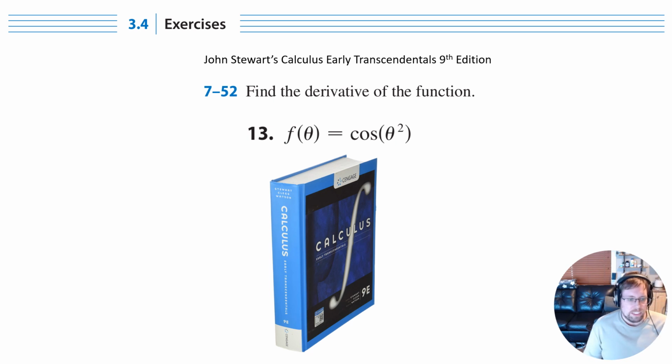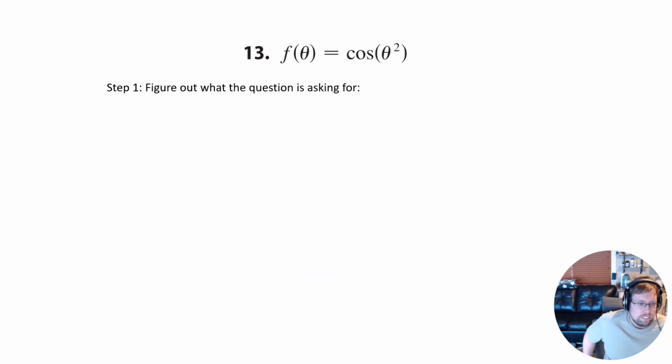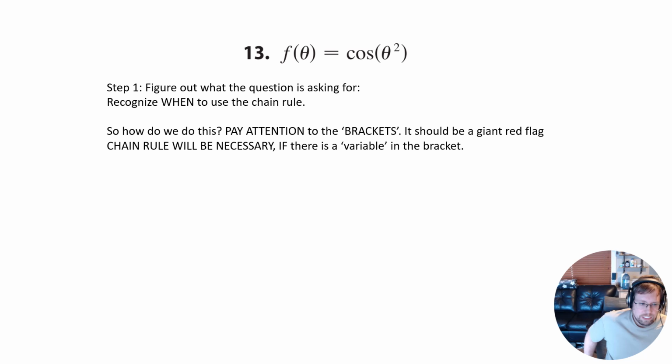Alright guys, so we're doing question number 13 from section 3.4. So, what does this one ask you to figure out? Well, it's asking you to recognize when to use the chain rule. So how do we know that we're going to use the chain rule?